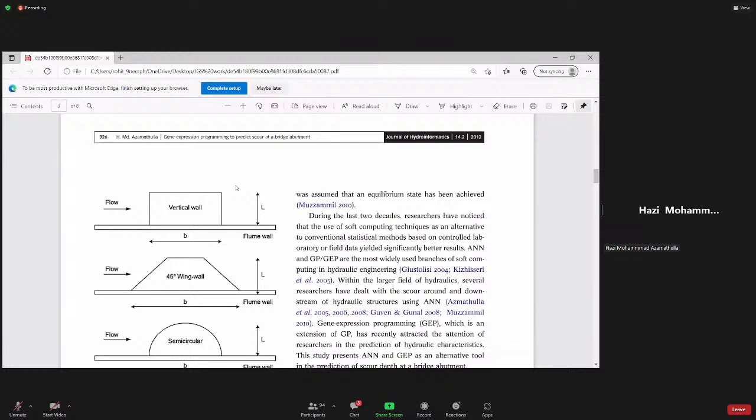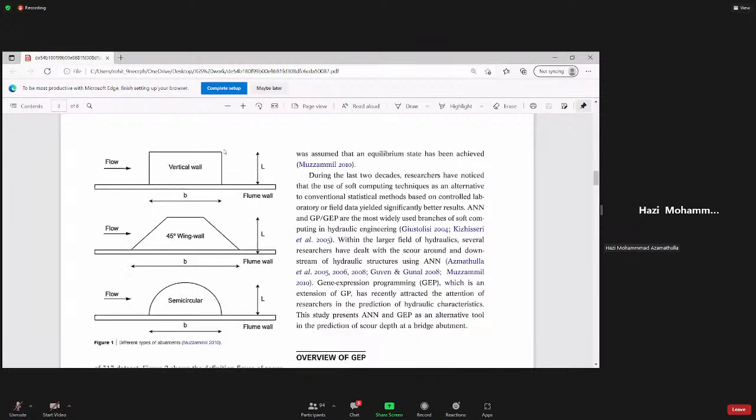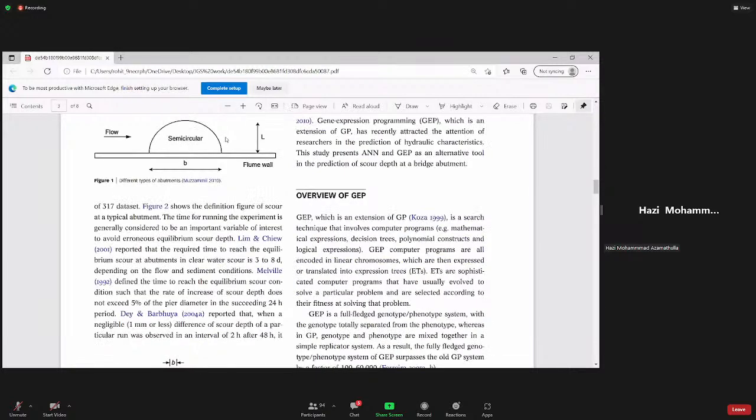Abutments, you are all aware, right? I don't need to explain how a bridge abutment works. So the flow attacks a vertical wall, a 45 degree wall, a semicircular one. Okay, next please. So here, what I did: many papers have been worked on, but I am the single author here.